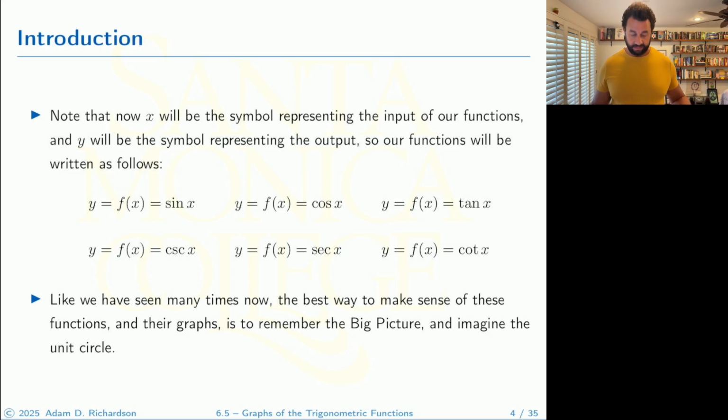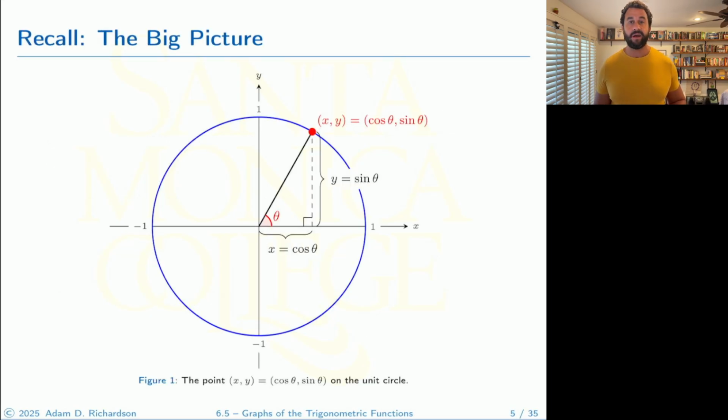And like we've seen a bunch of times now, the best way to make sense of what these graphs look like and where they come from, how they're produced, is to remember the big picture and imagine the unit circle. So just to refresh your memory, here's the big picture again. Hopefully by now you're like, okay, I got it, I got it. I dream about this picture when I fall asleep. That's great. You're in a good place then.